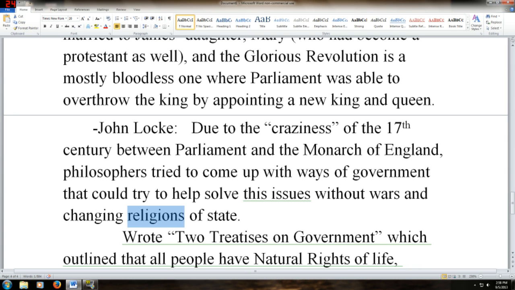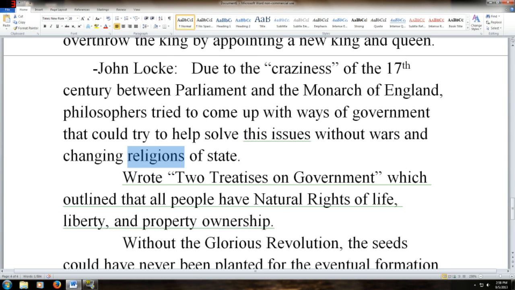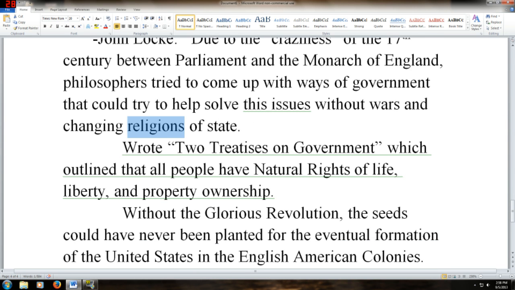He wants to come up with a way to try to solve those issues, and he writes a book called The Two Treatises on Government. A treatise is kind of like a big idea, so two big ideas on government. And in that, he outlines some very important ideas, like this idea of natural rights, that all people have the right to life, liberty, and property ownership.